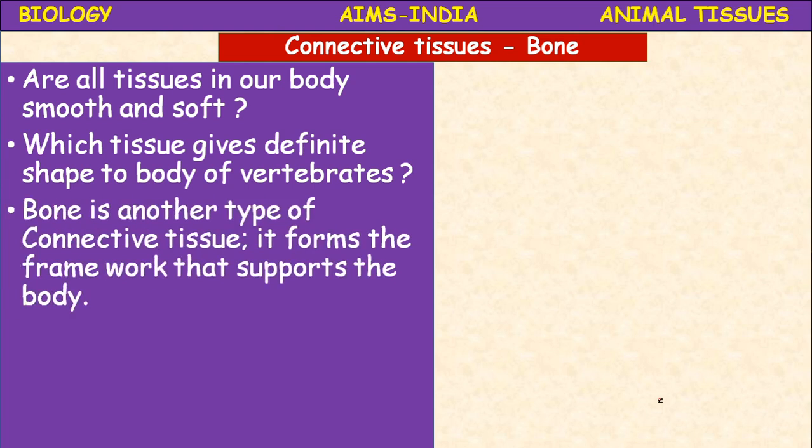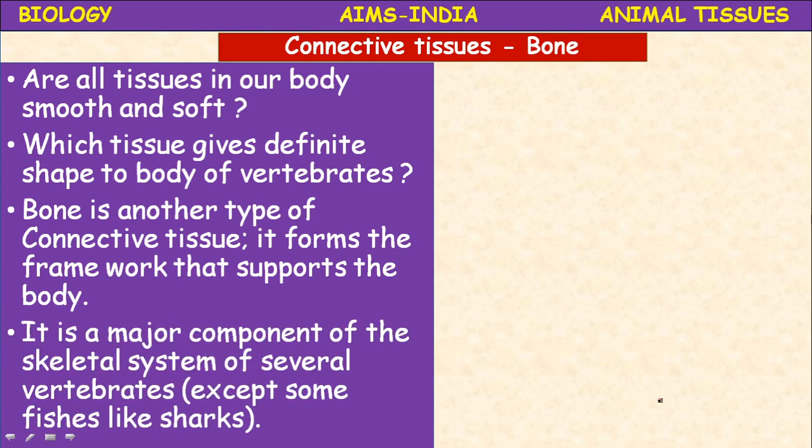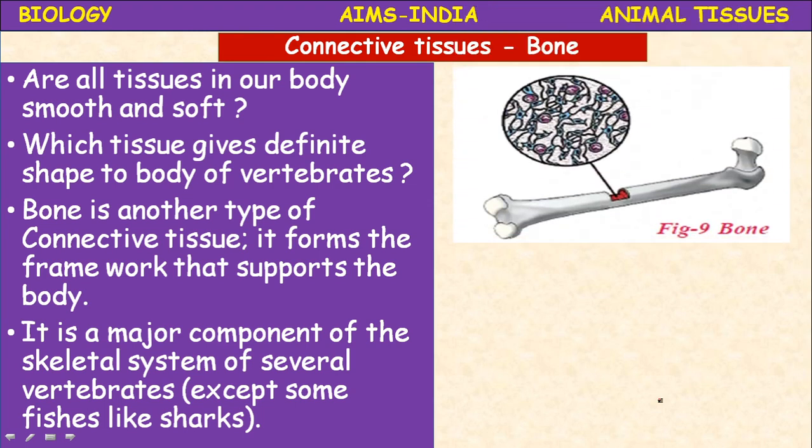So the bone is another type of connective tissue. It forms the framework that supports the body. So it is the major component of the skeleton system of several vertebrates, except some fishes. The fishes like cartilaginous fishes or sharks, their skeleton is made up of cartilage. It is also a connective tissue, but in most of the vertebrates the skeleton system is composed of bone, a dense and a tough connective tissue. So this is the bone.